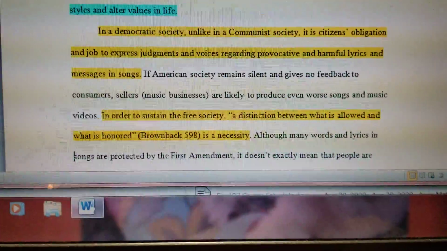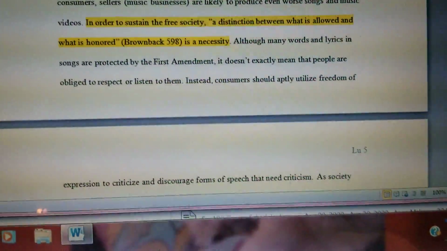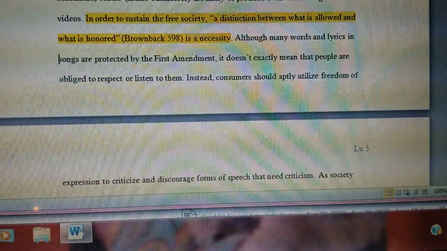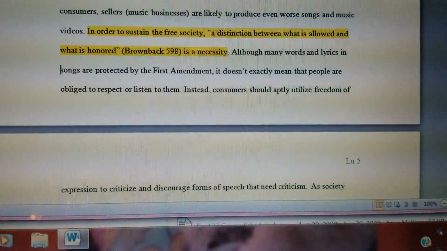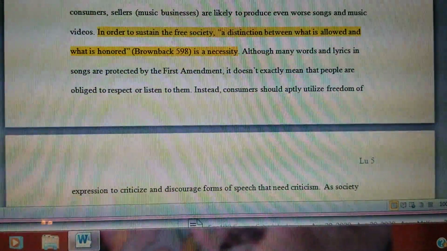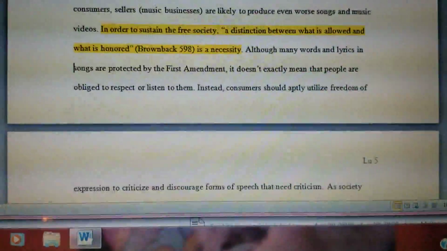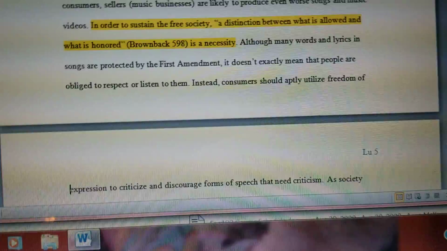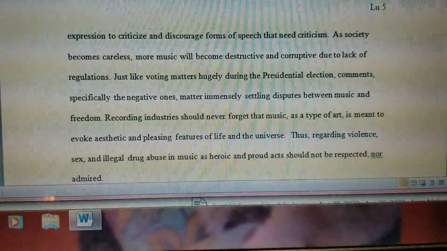and music. In order to sustain the free society, quote, a distinction between what is allowed and what is honored is necessary. Again, now she reinforces the importance of protecting the First Amendment value. Although many words and lyrics and songs are protected by the First Amendment, it doesn't exactly mean that people are obliged to respect or listen to them. Instead, consumers should aptly utilize freedom of expression to criticize and discourage forms of speech that need criticism.